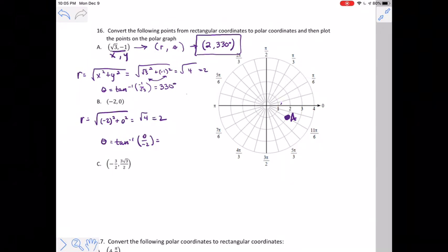So theta is going to be 180 degrees. So 2, 180 is right there, point B.